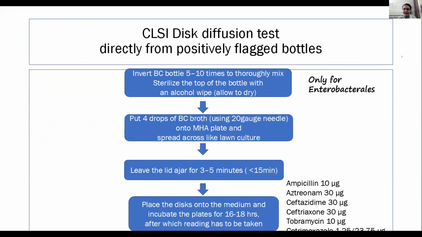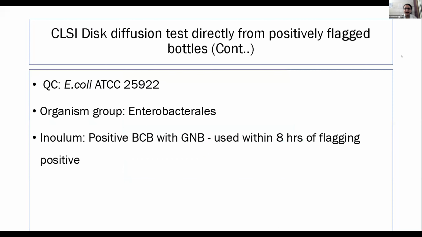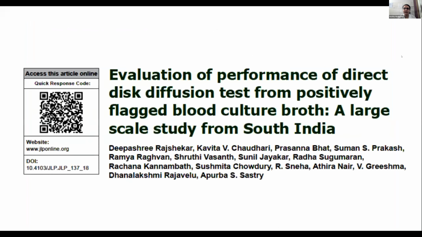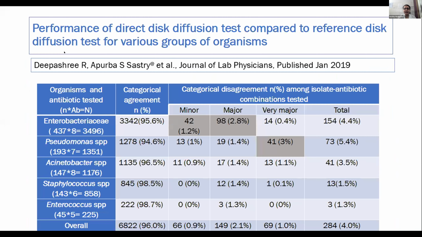According to the CLSI guidelines, they say that only these antibiotics have to be tested. But there is a study done in JIPMER: the evaluation of performance of the direct disc diffusion test from the positively flagged blood culture broth. As sir has already told, they conducted the study in JIPMER 5 years back. They conducted it for all the groups and antibiotics like Enterobacteriaceae, Pseudomonas, Acinetobacter, Staphylococcus, Enterococcus, and compared the direct disc diffusion to the reference disc diffusion.